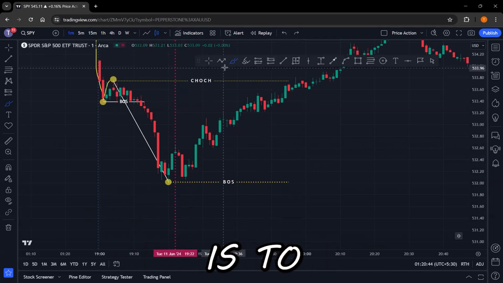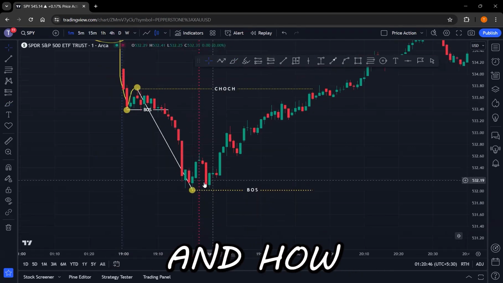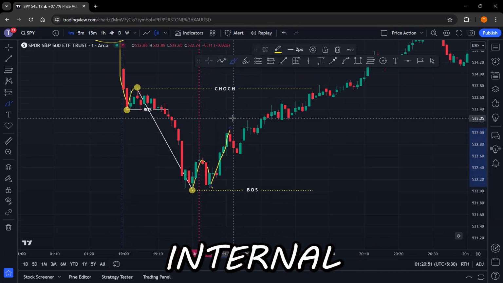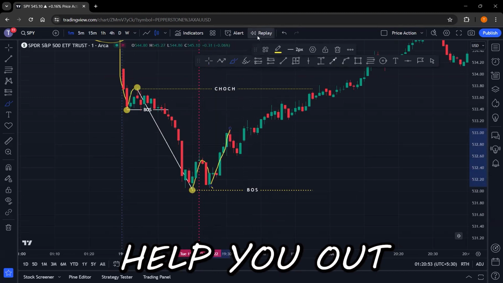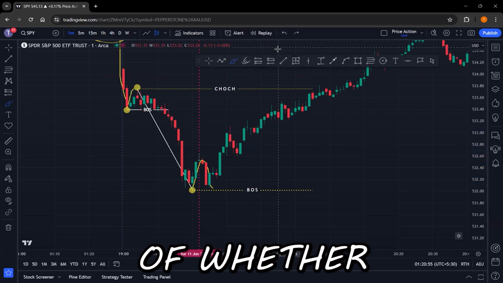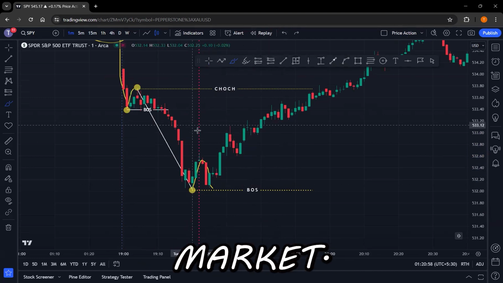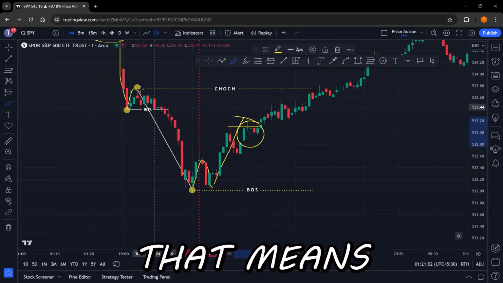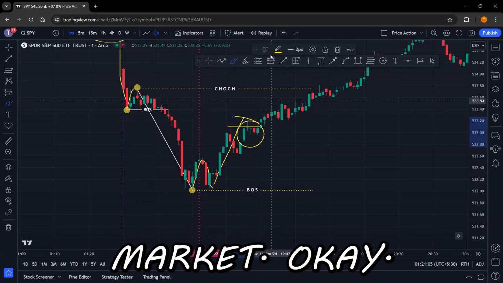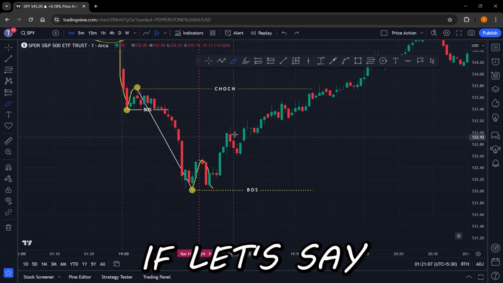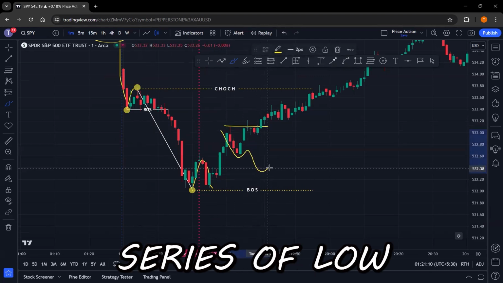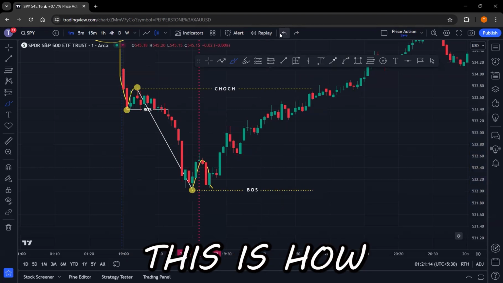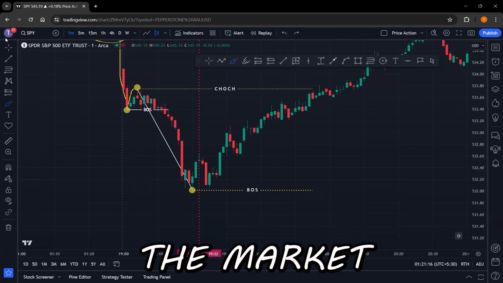So we need to be aware in the market of what we are doing and how we need to interpret this internal structure that is being made. The study of the structure will help you understand whether you are looking for buying or selling in the internal market. If you are taking a buy over here or at this point, you're taking a reversal trade in the market. And if, from this previous resistance, the price creates a series of lower highs again, then we are going to take a continuation trade towards the downside again. This is how we decode the market.